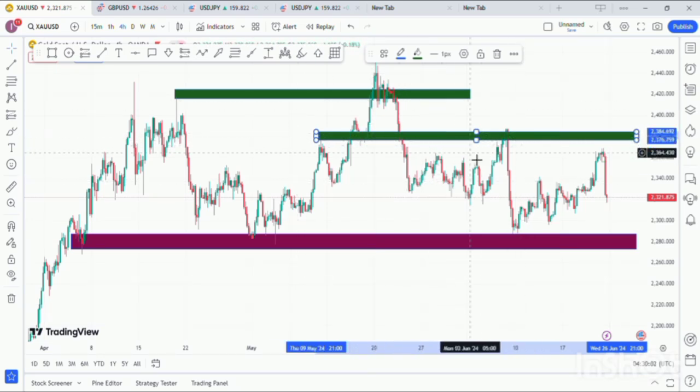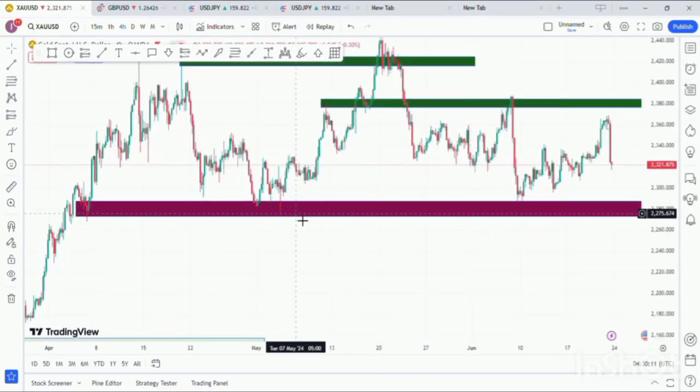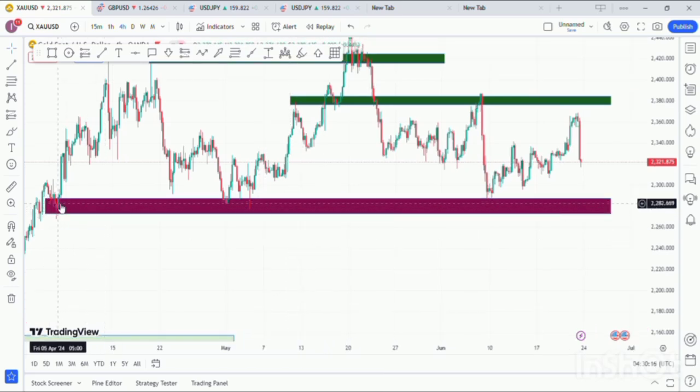This is the very valid resistance zone right here that has been holding for a while. This is also a support that has been holding for a while. So as you can see, price has been respecting this support zone for a long time now. See, price respected it right here, also respected it a few times here, and also here. So for next week on XAUUSD, we'll be expecting price to move downward to respect this support zone.